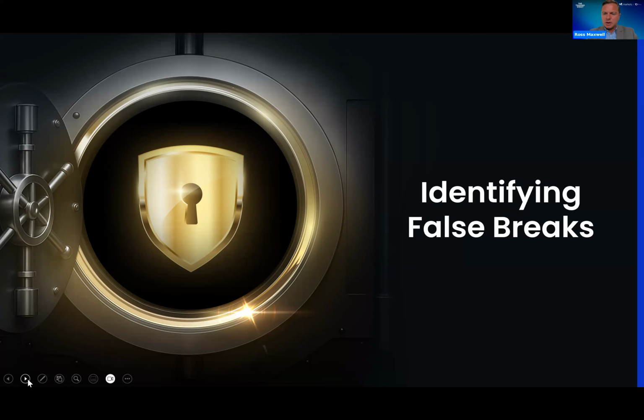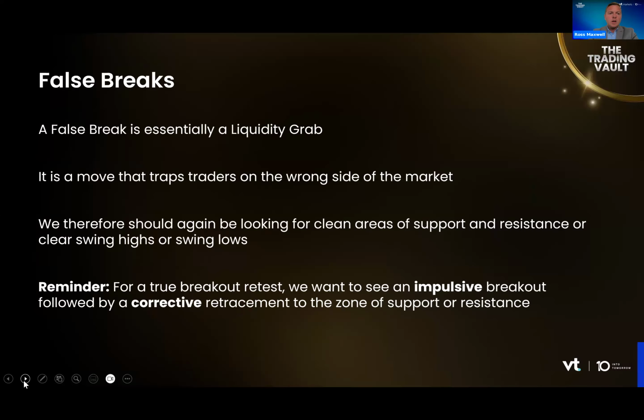Last time we spoke about the characteristics of a pre-breakout structure and what that looks like to understand when we are more likely to be seeing a true breakout. But this time we want to talk about identifying that false break, identifying that liquidity grab, so that we can profit from it. So it's a move that traps traders on the wrong side of the market. And we therefore should again be looking for clean areas of support or resistance, or clear swing highs and lows, to be looking for the areas where we want to trade false breaks.